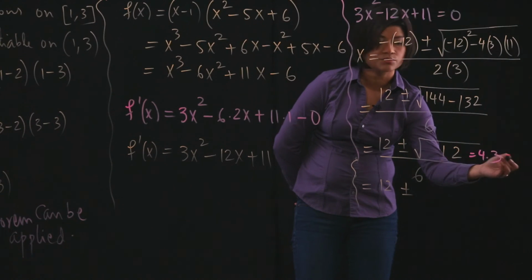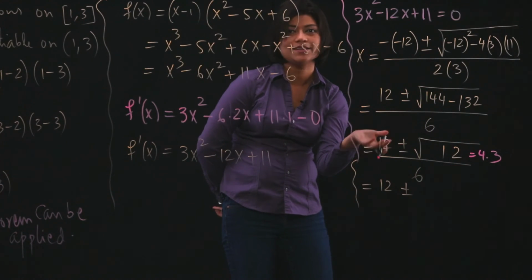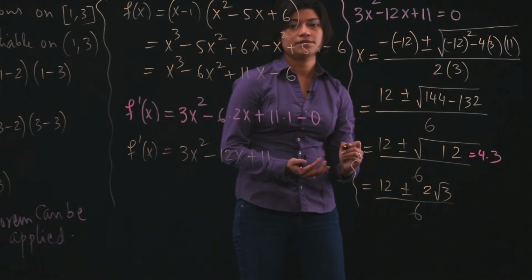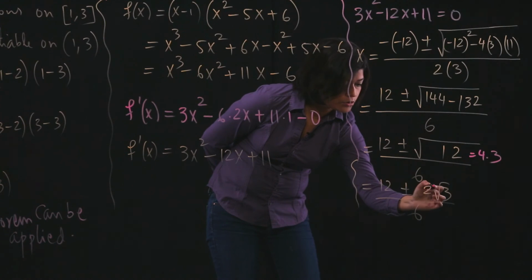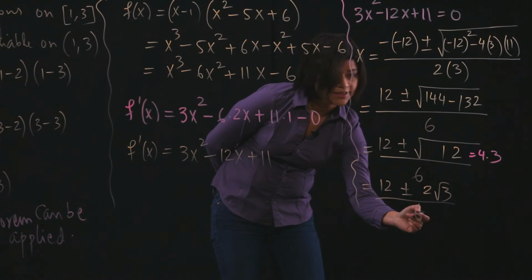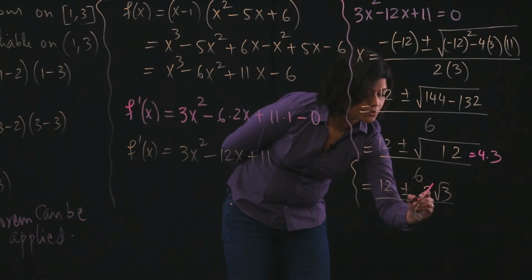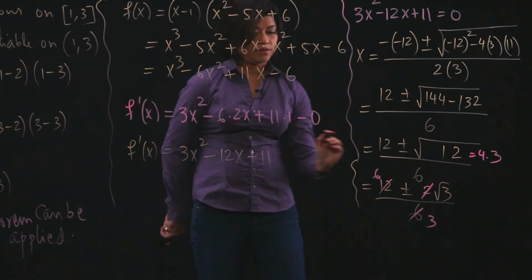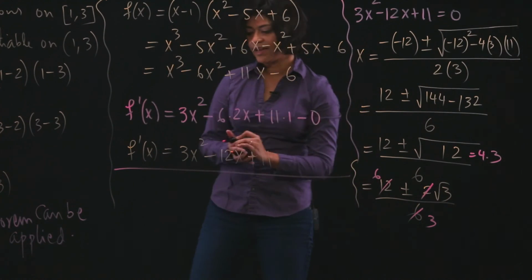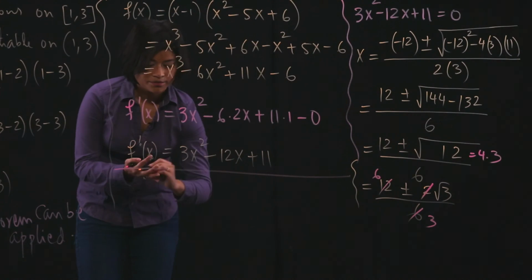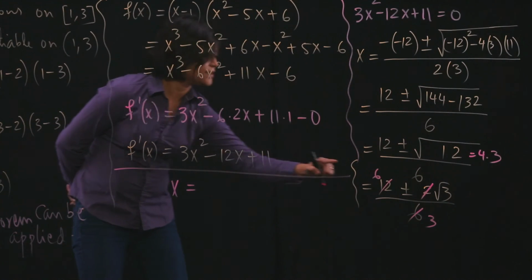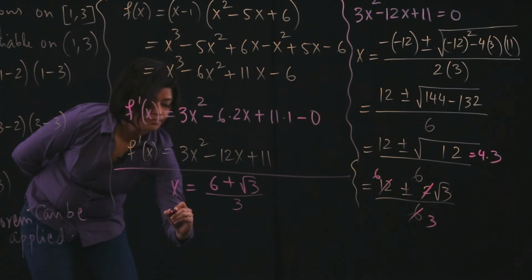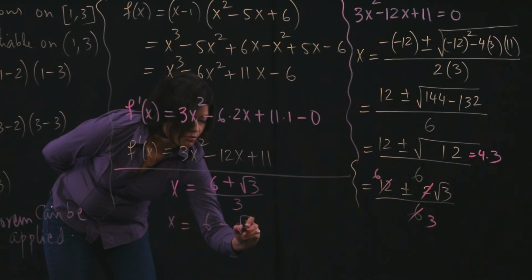So it's the square root of 4 times 3. Now 4 can be pulled outside the square root as 2, because the square root of 4 is just 2. So you will have 2 square root of 3 divided by 6. Both terms in the numerator have a common factor of 2, and the denominator has a common factor of 2, so you can cancel them out. So we have our x values where the derivative is 0: one of them is (6 plus square root of 3) over 3, and the other one is (6 minus square root of 3) over 3.